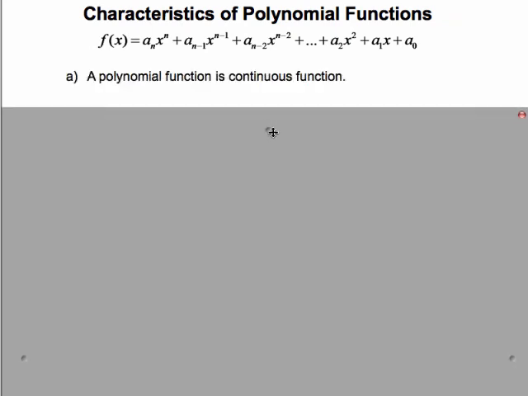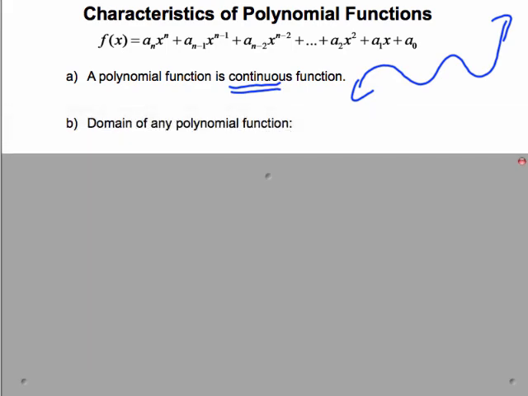Let's just summarize what we've seen. First of all, a polynomial function is a continuous function. That's one thing I haven't mentioned. All of the graphs we're talking about are smooth flowing graphs that you can draw without taking your pencil off the page. That's what we mean by continuous. If you study calculus, you have a more precise definition for that. A polynomial function always begins in the top left or bottom left and ends in the top right or bottom right. The domain of any polynomial function is all reals.